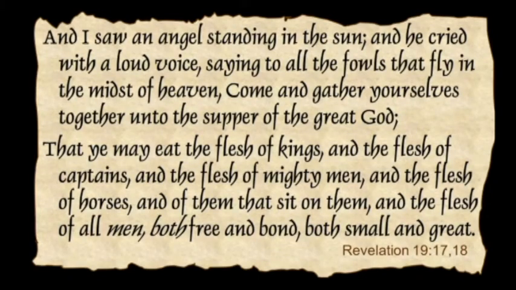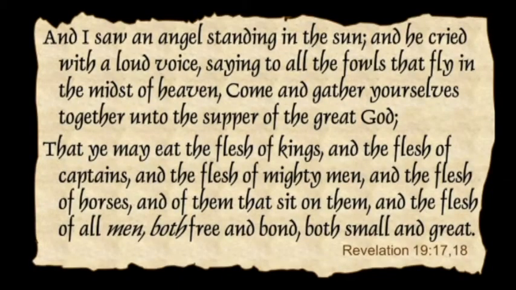And I saw an angel standing in the sun, and he cried with a loud voice, saying to all the fowls that fly in the midst of heaven, come and gather yourselves together unto the supper of the great God. And by the way, don't confuse this grim description with a marriage supper. Many people lump those together and don't realize, no, those are two very different things. This is pretty grim here. Come and gather yourselves together unto the supper of the great God, that ye may eat the flesh of kings and the flesh of captains, the flesh of mighty men, and the flesh of horses and of them that sit on them, and the flesh of all men, both free and bond, both small and great. Wow. No, there's two suppers. Don't get them confused. So sort those out for yourself.